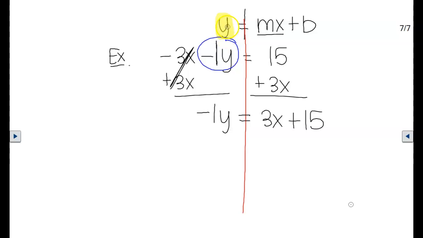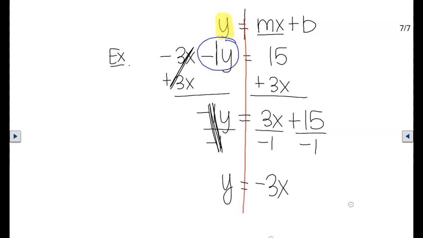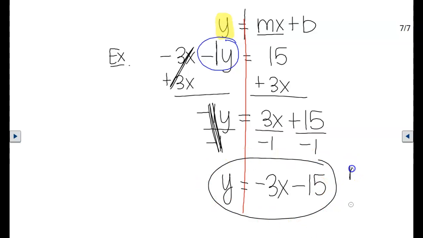Now, notice that I still don't have what I wanted. I still don't have my y alone. I need to get rid of this negative 1. So that means negative 1 times y. I'll do the opposite and divide every term by negative 1, which will cancel these out. So I'll end up with y equals 3 divided by negative 1 is negative 3. So I'm going to have negative 3x. And then positive 15 divided by negative 1 is a negative 15. So there's my y equals mx plus b equation. And I get that m is equal to negative 3 and that b is equal to negative 15.